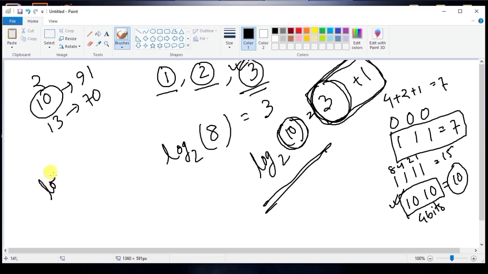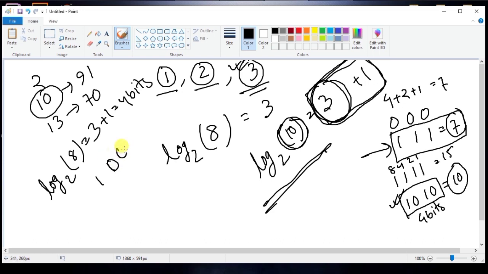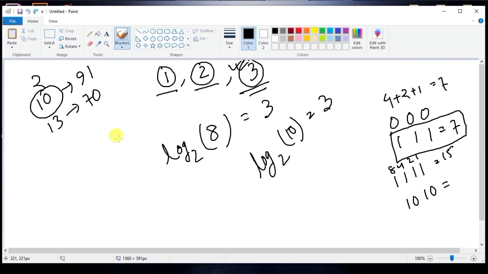So this is the main thing actually. When you say log 2 base of 8, it gives us 3, but if we get 3 bits, we can achieve a maximum of 7. To get 8, we need 3 plus 1 equals 4 bits, like 1 0 0 0. So we need 4 bits to represent 8. This is a very nice observation that you need to make. Let me just rub these things out a little bit.